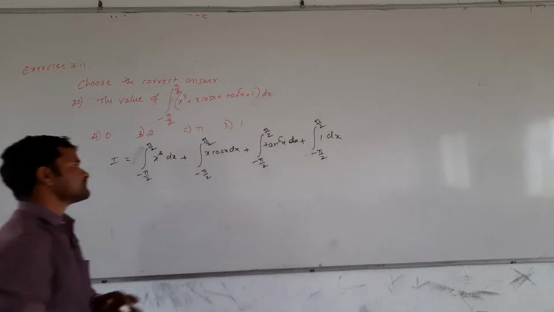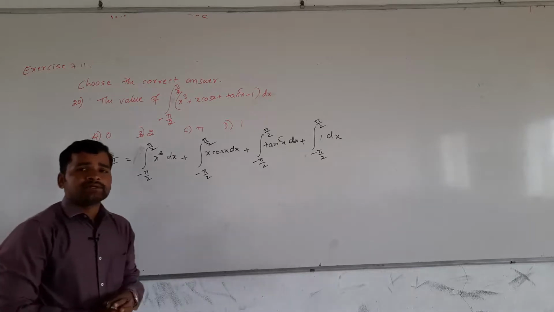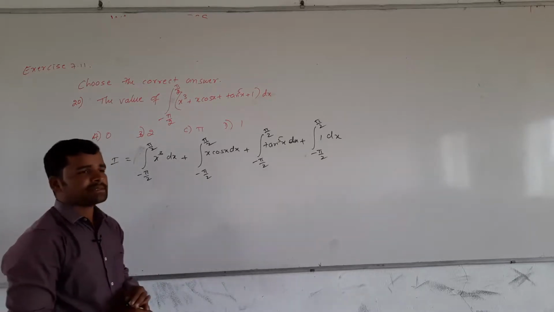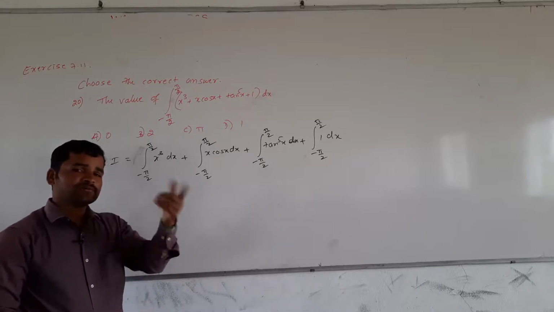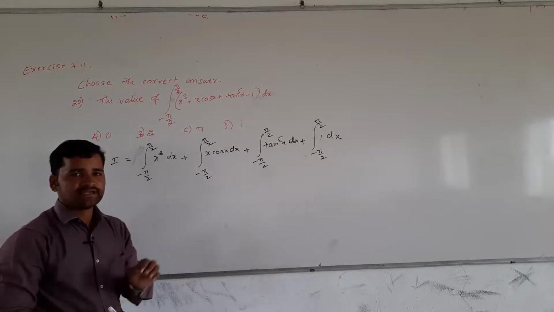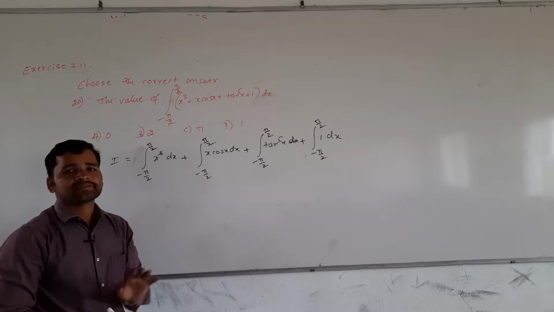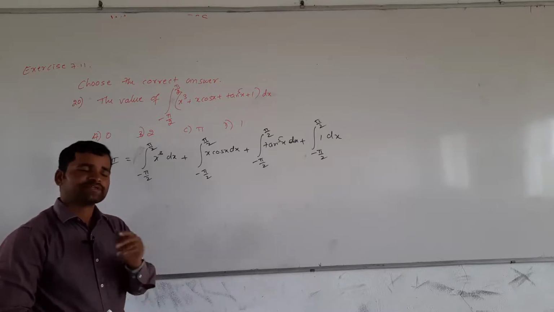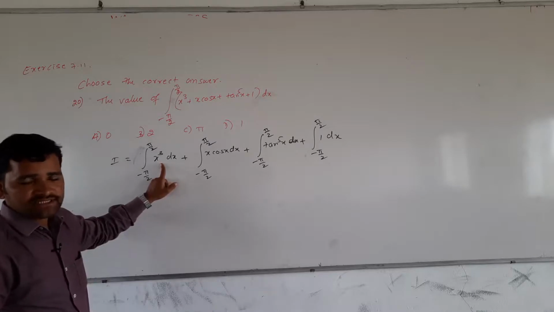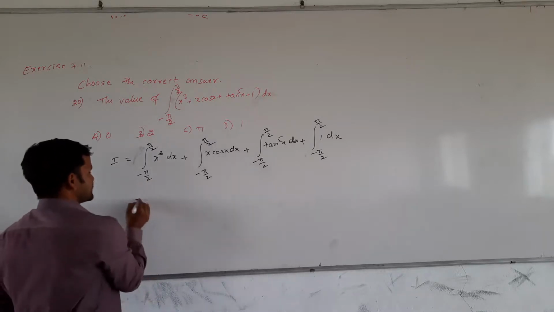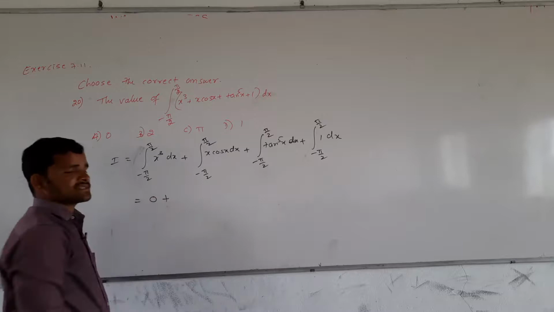See, we know the property P7. Property P7: integral from minus a to a f of x dx is equal to 2 times 0 to a f of x dx if f is even, otherwise 0, meaning if it is odd, 0. Is x cube an odd function or an even function? It is an odd function, so directly you write the answer 0.